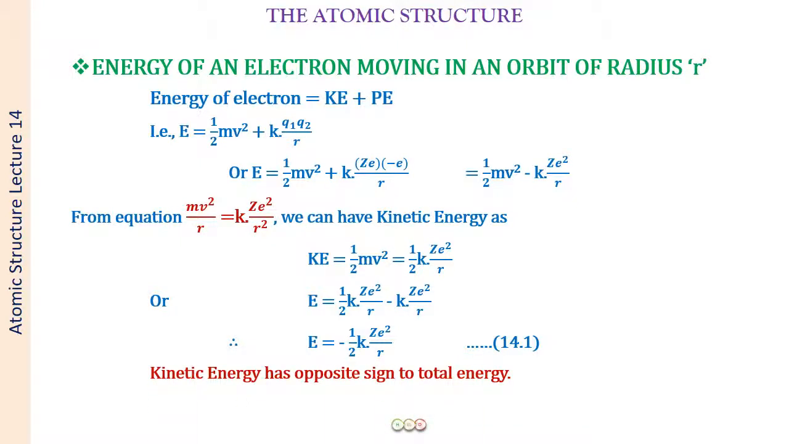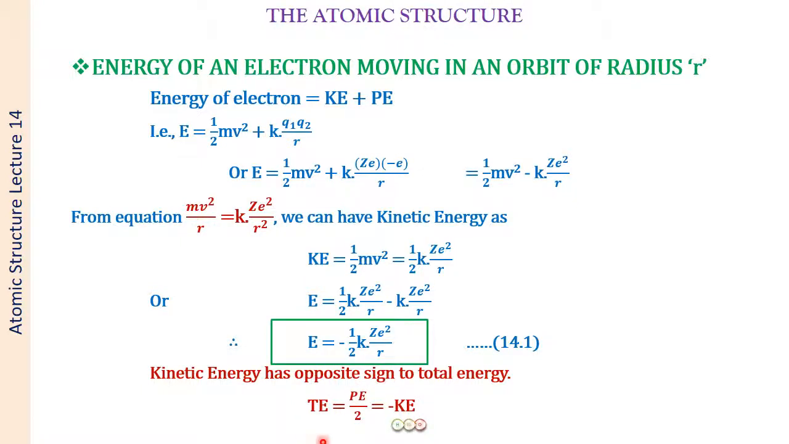And now if you see the magnitude of the total energy and the kinetic energy, both of them have the same magnitude, that is half kZe square by R. The only difference is the negative sign in the total energy. So we have kinetic energy having opposite sign to total energy. So total energy is minus kinetic energy.